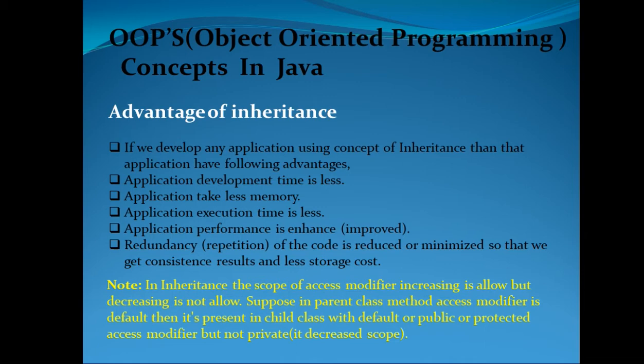Redundancy or repetition of the code is reduced or minimized, so that we get consistent rules, results, and less storage cost. Please keep note, in inheritance the scope of the access modifier increasing is allowed but decreasing is not allowed. Suppose in the parent class method the access modifier is default, then it is present in the child class with default or public or protected access modifier but not private, because it decreases scope. Please note this.